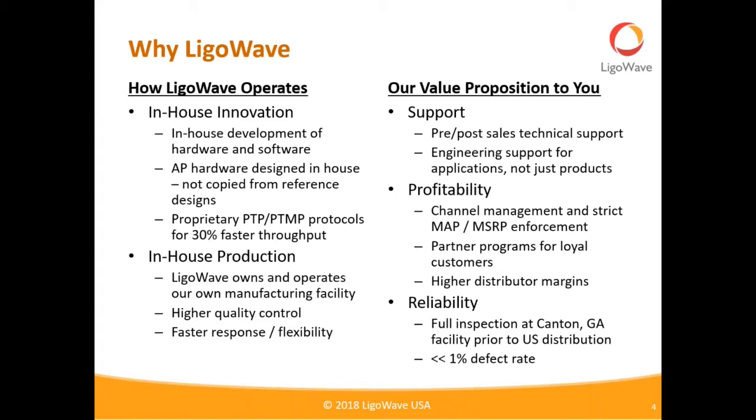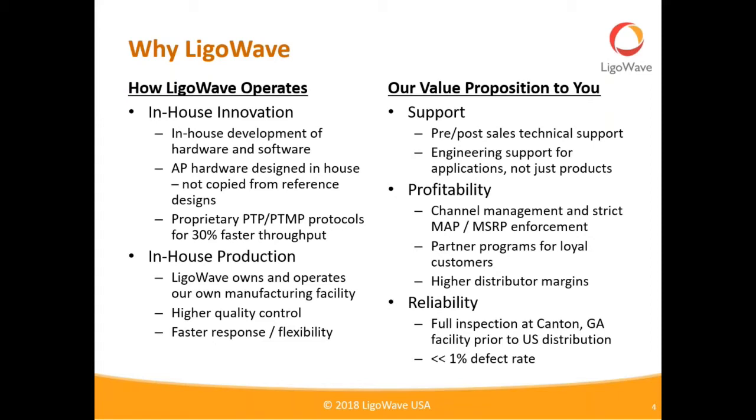We also have in-house production. We have our own factory, our own manufacturing facility where we make our own product that is in Asia. But we are not a contract manufacturer, so we are not building things for other people. Everything that we're building, we are building strictly for ourselves and our customers. That gives us some higher quality control than you would get from just a strict contract manufacturer. It also gives us faster response times and faster flexibility in terms of responding to market demand for particular products.